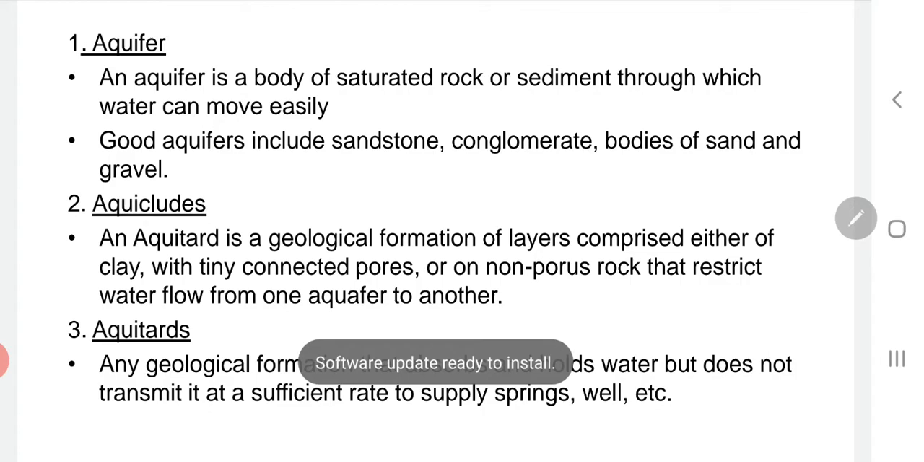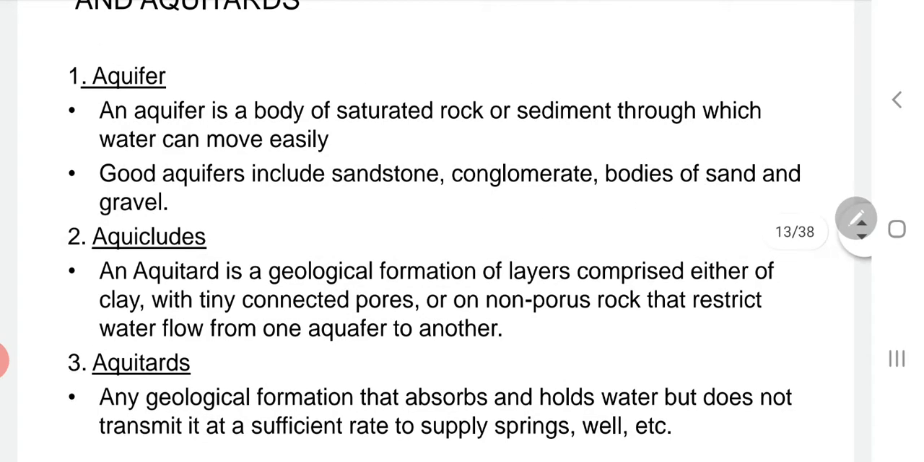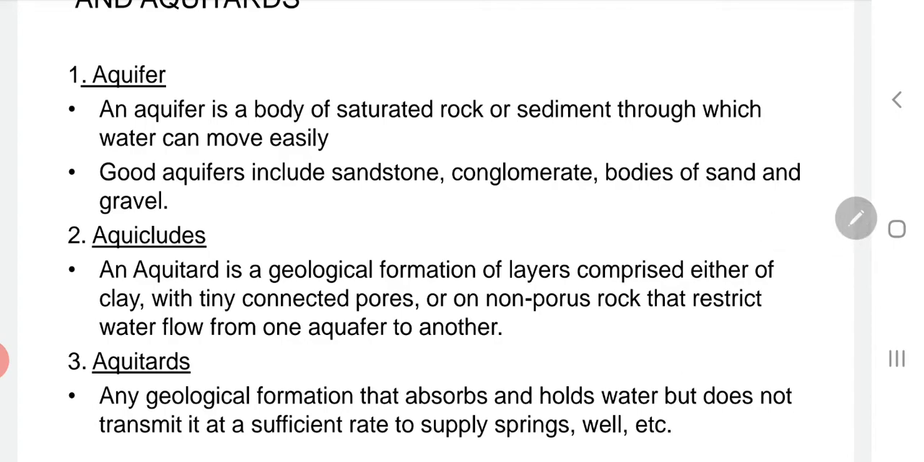Aquifer is a body of saturated rock or sediment through which water can move easily. Good aquifers include sandstone, conglomerates, body of sands, and gravel. You can imagine a sandstone conglomerate. Sand and gravel has the ability to store the water, and because this material has a lot of spaces, and the texture of this material is like grain size, it allows water to move. At the same time, it has the ability to store water.